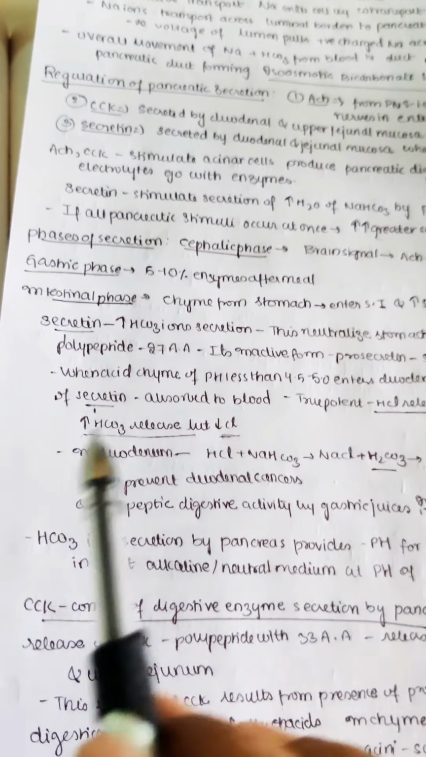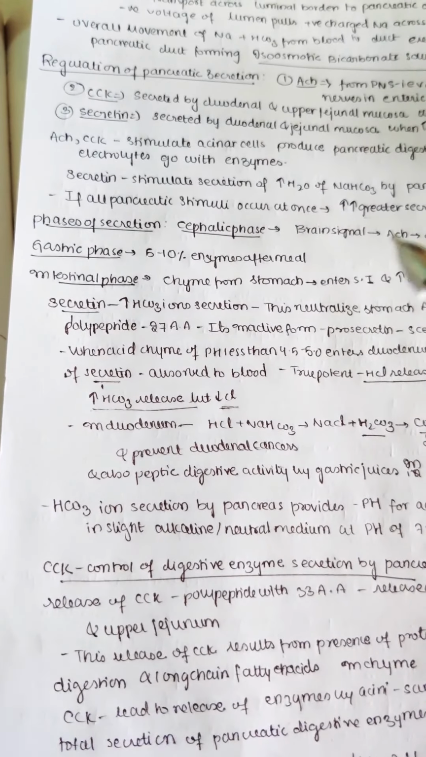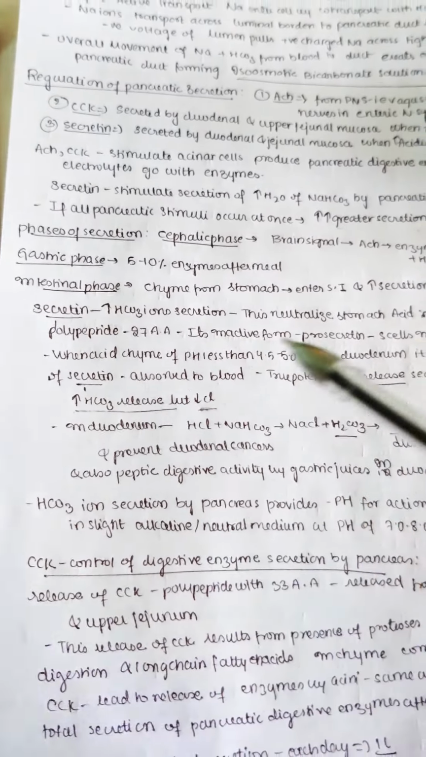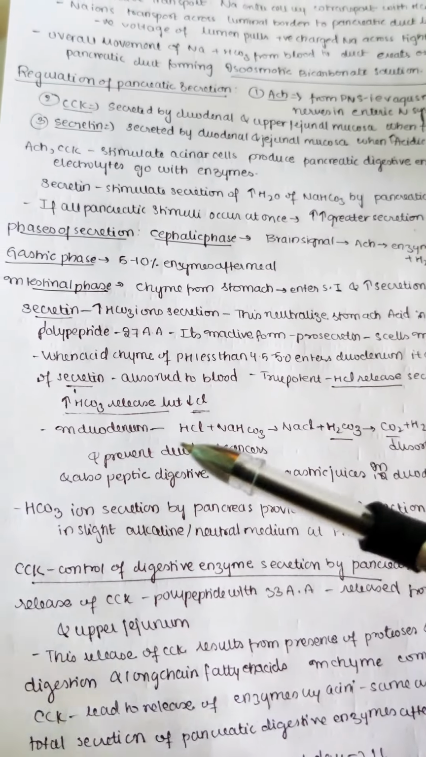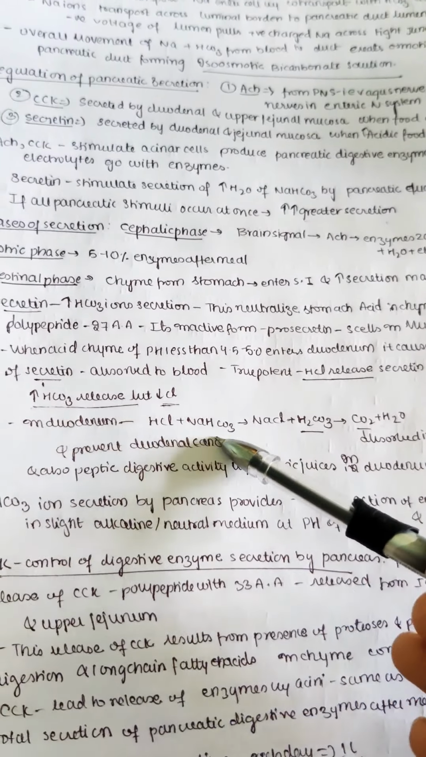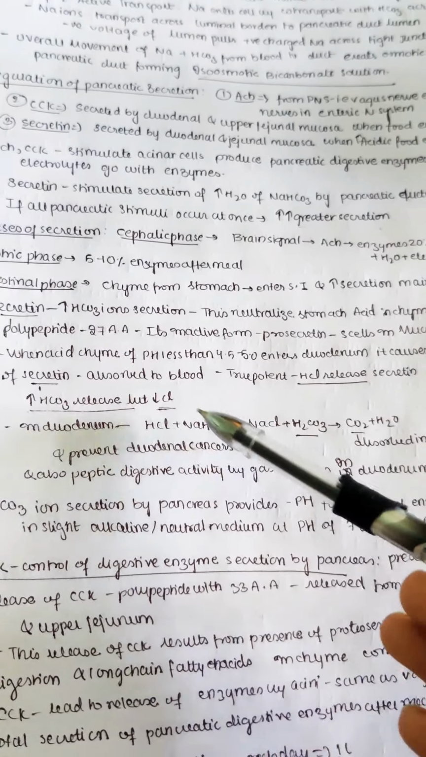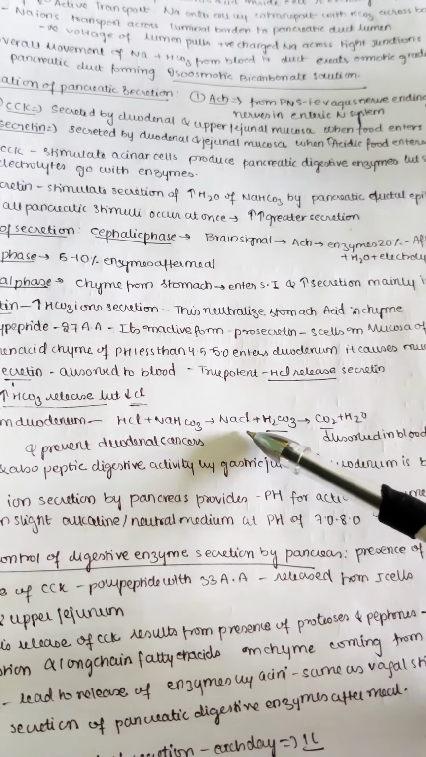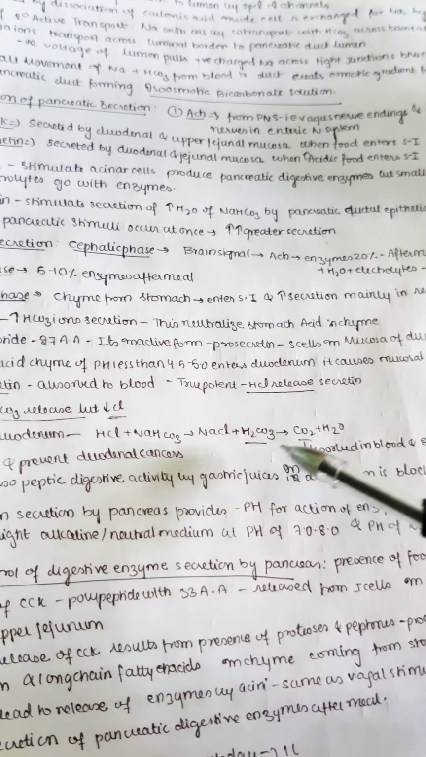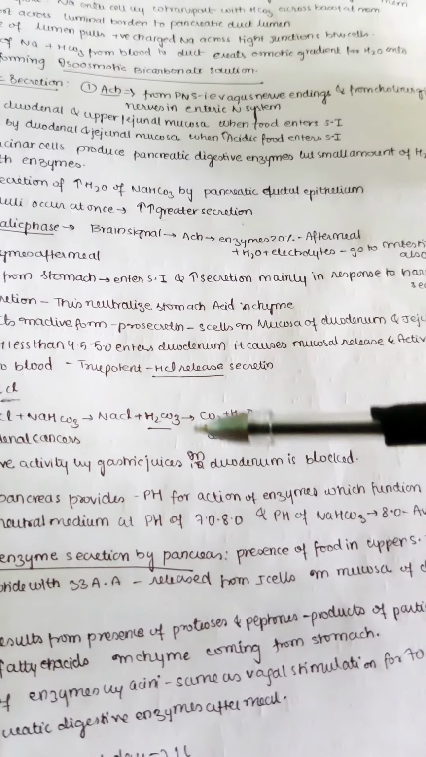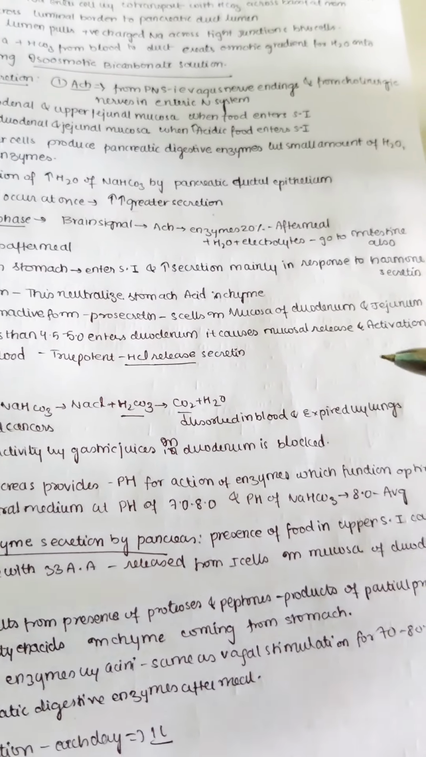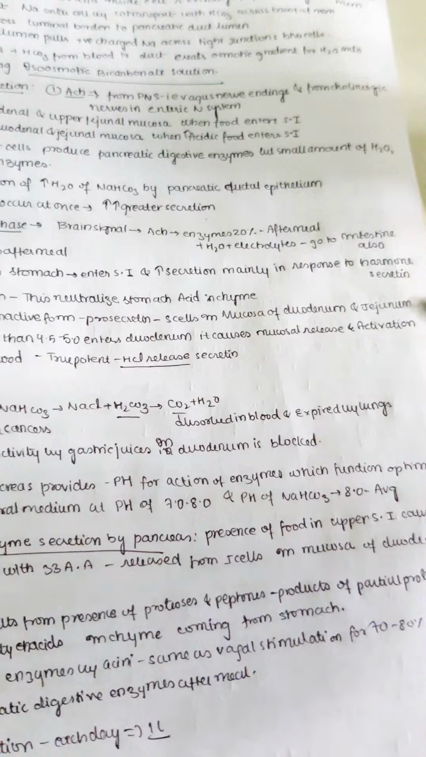Next we'll move on to the duodenum. What happens in the duodenum? Because of secretin, sodium bicarbonate is released. In the duodenum, whenever acid comes, this reaction takes place: HCl acts upon sodium bicarbonate. Because of this reaction, it leads to formation of salt and carbonic acid. The carbonic acid in turn divides into carbon dioxide and water, and this carbon dioxide gets absorbed in the blood, or it may also be expired by our lungs.